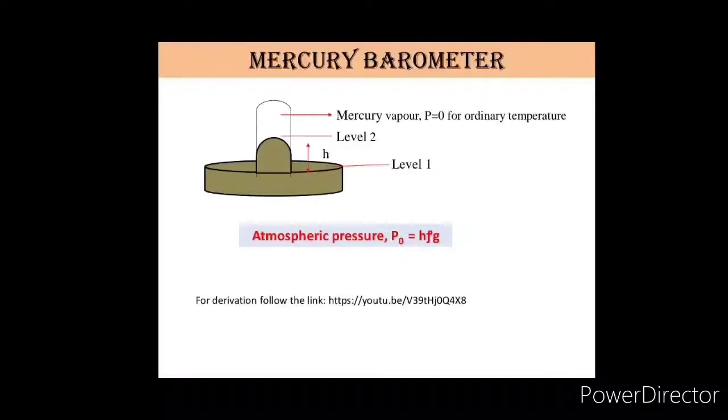What will happen? The mercury level will go down. Suppose within the tube the mercury level is denoted by level 2, and at the petri dish it is denoted by level 1. Due to mercury vapor, the pressure above level 2 is 0 at ordinary temperature. With the help of mercury barometer, we can determine the atmospheric pressure P0, which is equal to H rho g. For its complete derivation, you can refer the given link.